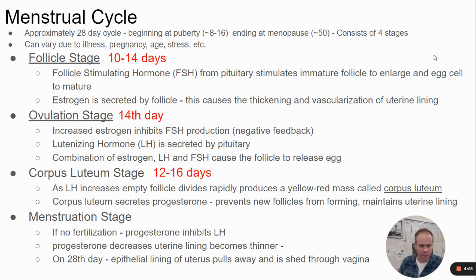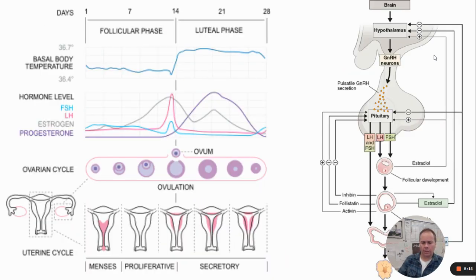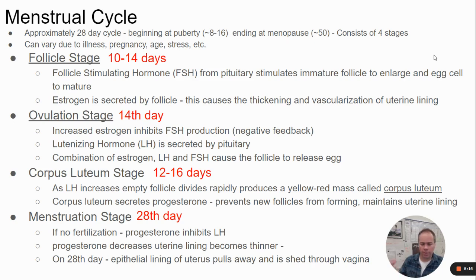If she doesn't become pregnant, if there's no sperm to fertilize the egg, then the final stage, which is the menstrual stage, begins. In the menstrual stage, the lining of the uterus starts to break down, okay? And it is released from the body through the vagina.